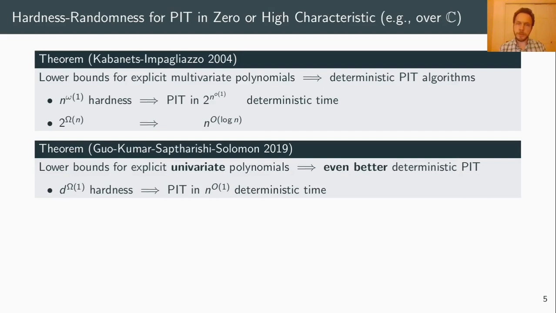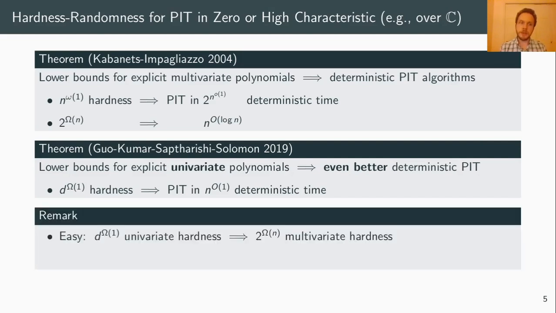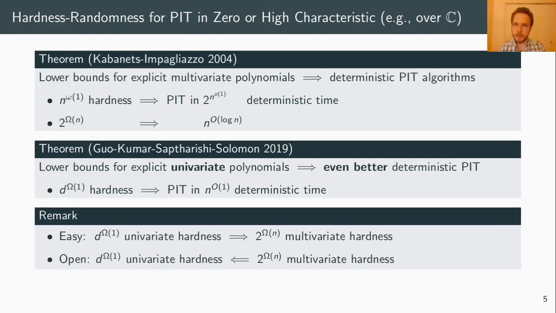Now, if you aren't familiar with this, you might ask, well, how do these univariate lower bound assumptions compare to the multivariate ones? And the remark here is that it's not too hard to show that a univariate lower bound implies a multivariate lower bound. So in some sense, Guo, Kumar, Saptharishi, and Solomon are making what looks like a stronger lower bounds assumption and obtaining a stronger derandomization. However, you can ask, well, is this truly a stronger lower bounds assumption, or is it equivalent to an exponential multivariate lower bound? And that is an open question of whether or not we can obtain univariate lower bounds from multivariate lower bounds.